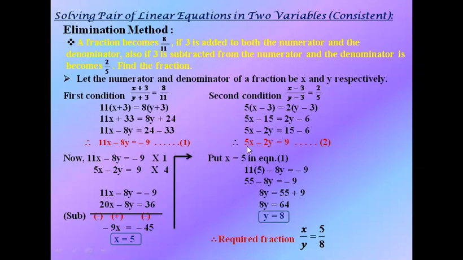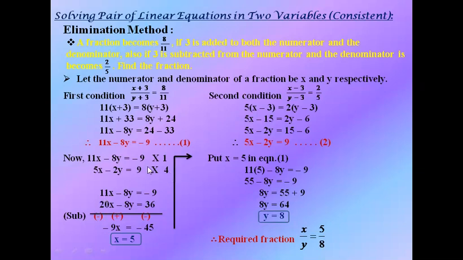Further, we get 5x minus 2y is equal to 9. Let us call it equation 2. Our intention is to eliminate one of the variables in these two equations. Let me consider eliminating y from these two equations. For that, I am going to make the coefficient of y the same. So let us multiply equation 1 by 1 and equation 2 by 4.